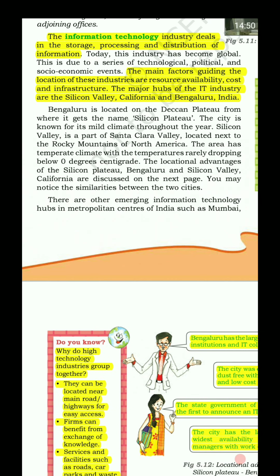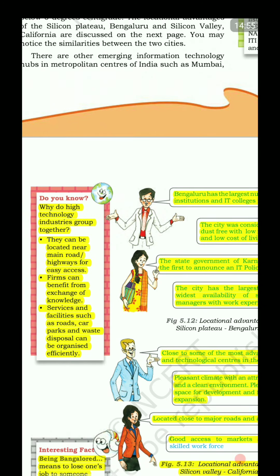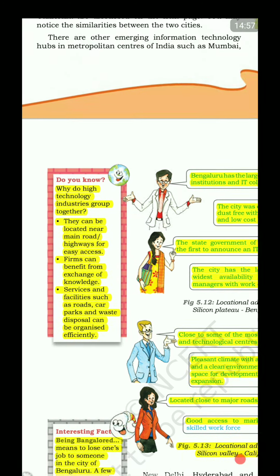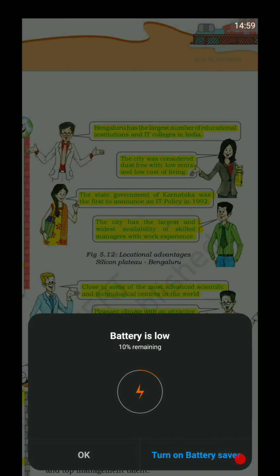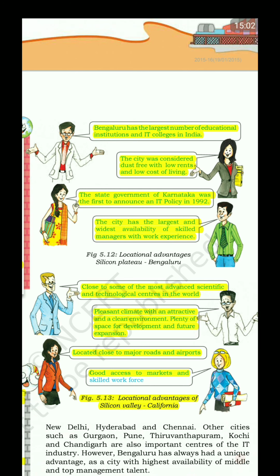See, the similarity is first good climate, right? Bengaluru has the largest number of educational institutes and IT colleges in India. The city was considered dust-free with low rents and low cost of living. The state government of Karnataka was the first to announce the IT policy in 1992, and the city has the widest availability of skilled managers with work experience. Right? So, the largest number of educational institutes.